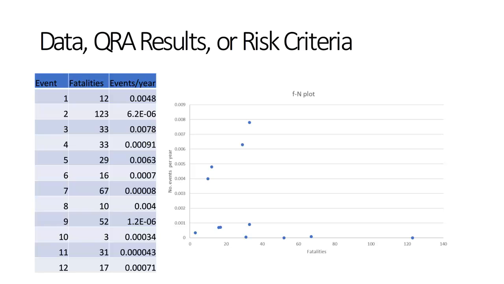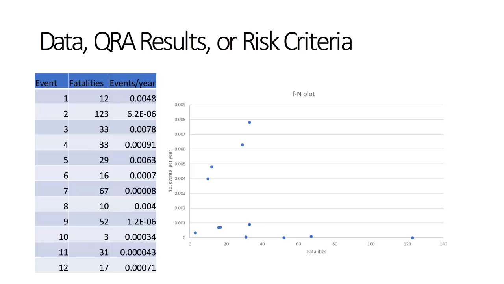FN diagrams may be used to depict at least 3 different types of information. One is a historical record of incidents. A second would be the results of a quantitative risk analysis, and the third would be criteria for judging the tolerability of risk.